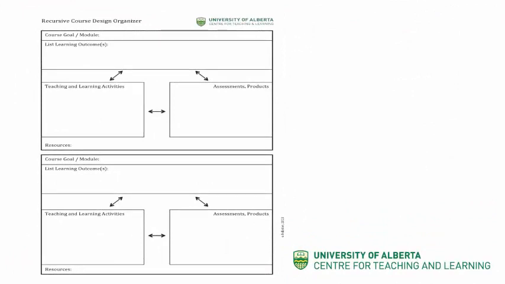This is a recursive design organizer. You can see the alignment triangle between outcomes, assessments, and teaching activities. And for each learning outcome, there needs to be a corresponding assignment, assessment, and a corresponding teaching and learning activity.